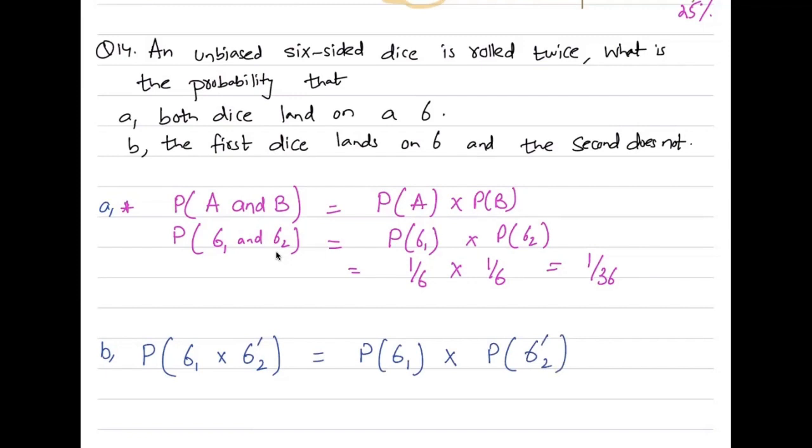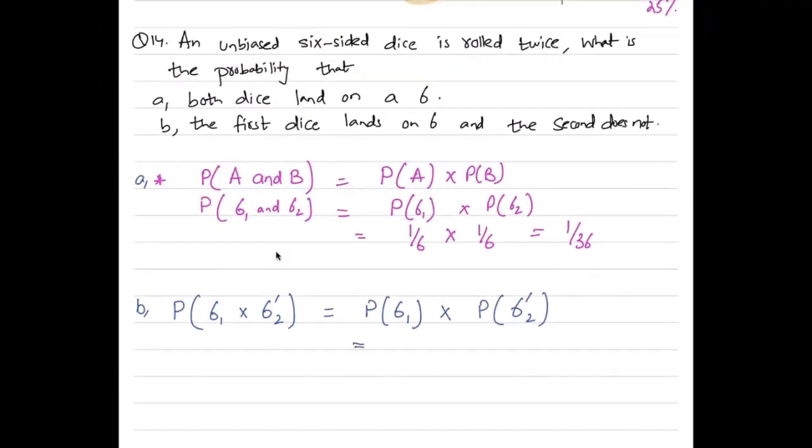So what is the probability of getting 6 on the first die? 1 upon 6. And what is the probability of not getting a 6 on the second die? 5 over 6. So the result is going to be 5 out of 36.